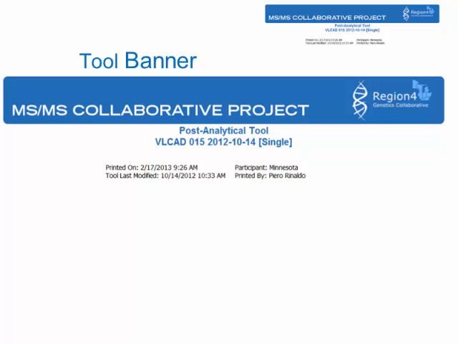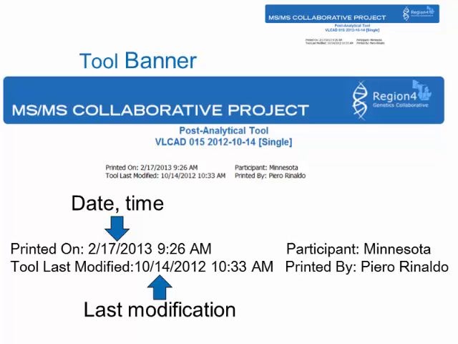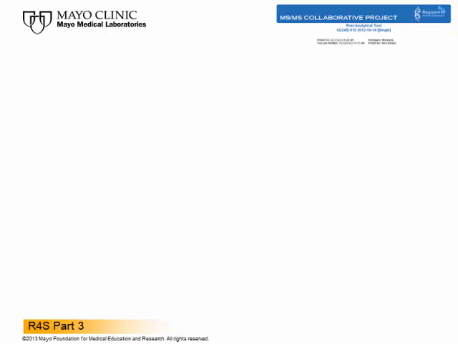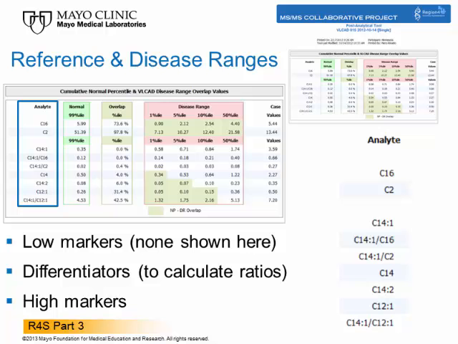The first element to be displayed at the top of a report page is a tool banner. In addition to the information included in the name of the tool, the banner also shows the date and time the tool was used, the date of the last modification, the site affiliation, and the name of the user who calculated the score. The next element of the tool is a tabular summary of the reference and disease ranges of the informative analytes. From left to right, the column shows the analyte and ratios sorted in the 3 groups mentioned earlier to illustrate the data entry window: low markers, differentiators, and high markers.